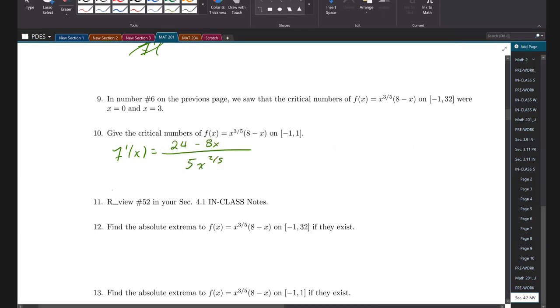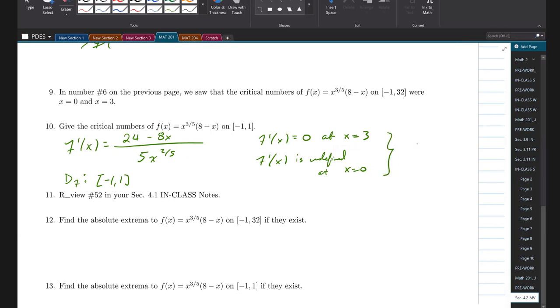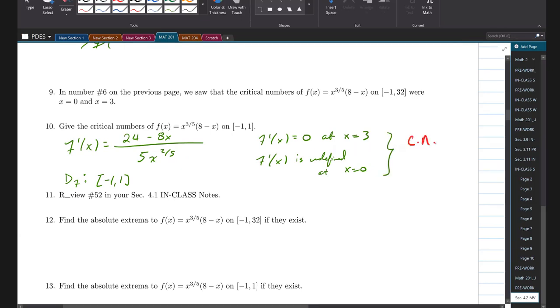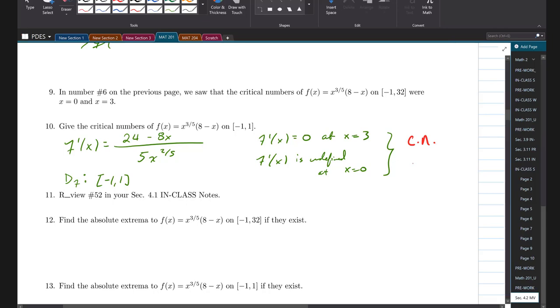What's the domain of f, folks? Right, that's just -1 to 1. Bingo. So where is f prime of x equal to 0? It's equal to 0 at x equals 3. F prime of x is undefined at x equals 0. So what are my critical numbers, folks? Everyone identify your critical numbers. Identify all one of them. There's only one critical number here. It's at x equals 0.